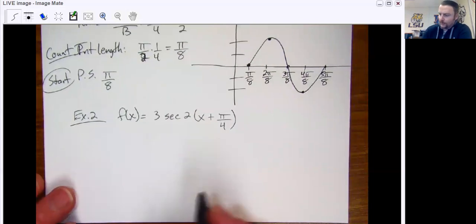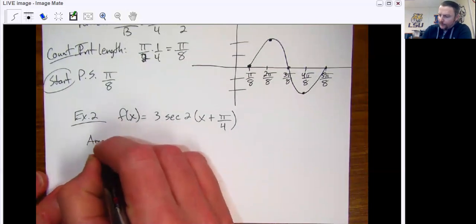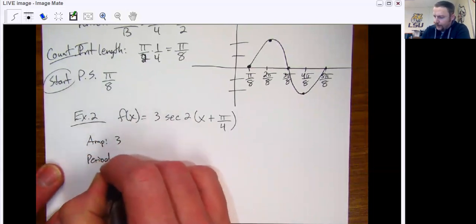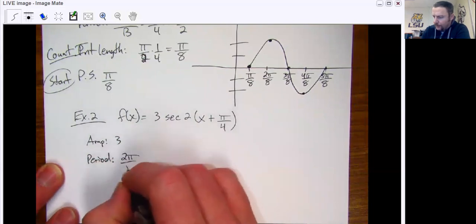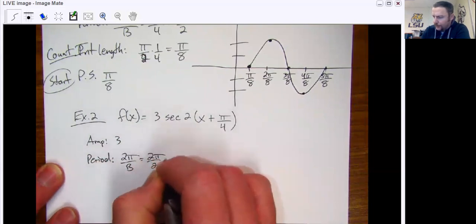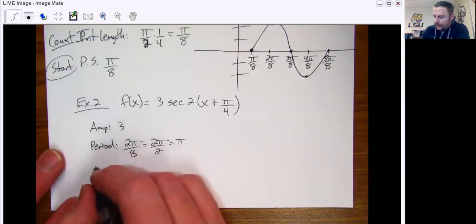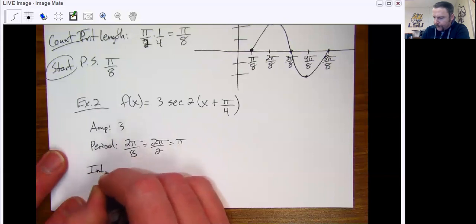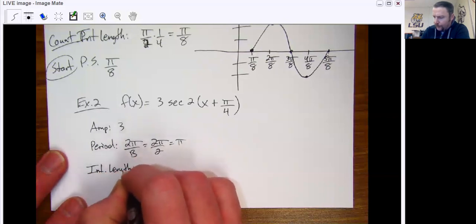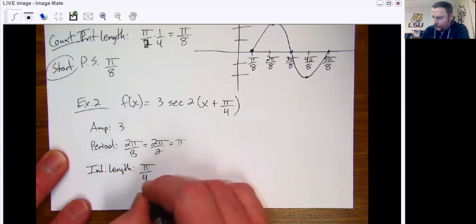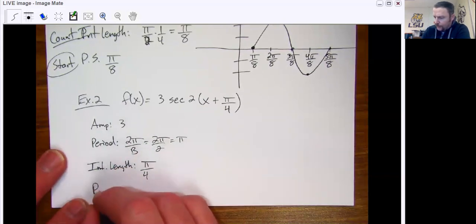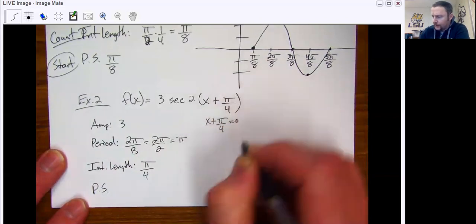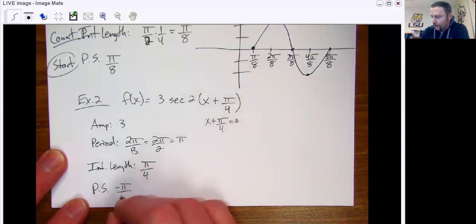All right, so just start off like we've always been doing. My amplitude is quote unquote 3. My period is going to be 2 pi over b, which in this case is 2 pi over 2, which is just pi. And my interval length is period over 4. And I do have a phase shift this time. So if you set this equal to 0 and solve for x, looks like my phase shift is negative pi over 4.